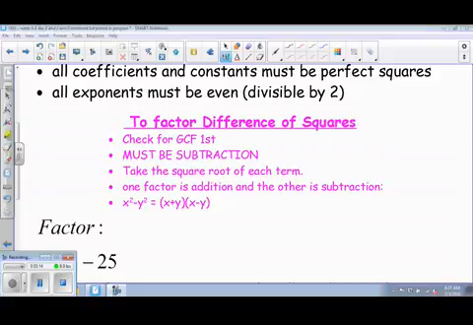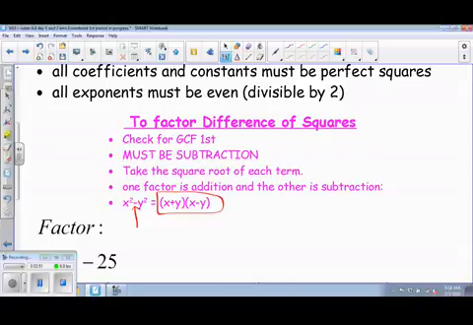You take the square root of each term. One factor is addition, the other is subtraction. It is actually very simple. The hardest thing is recognizing that it's the difference of 2 squares. One's always going to be plus, one's always going to be minus. But this has to be a minus right here for you to be able to do this. It has to be the difference of 2 perfect squares for you to be able to jump straight to that step.